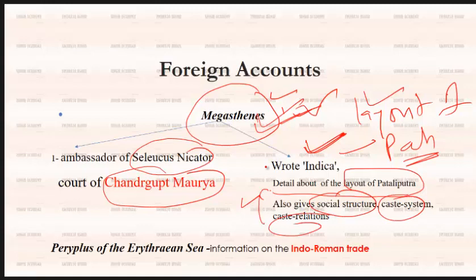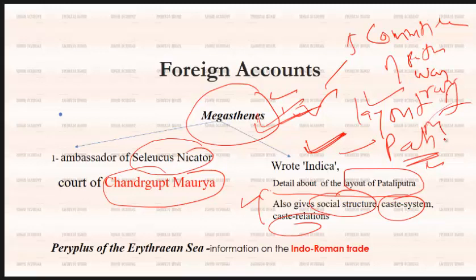In this book this is given. Megasthenes gave information about Pataliputra, and he also gave information about the five committees of Pataliputra that was ruling in Patna or Pataliputra. He also gave information on the social structure, caste system and caste relations in this book.